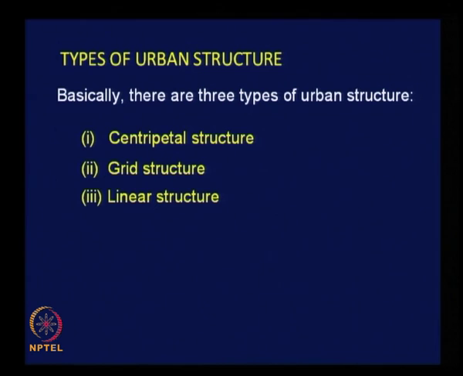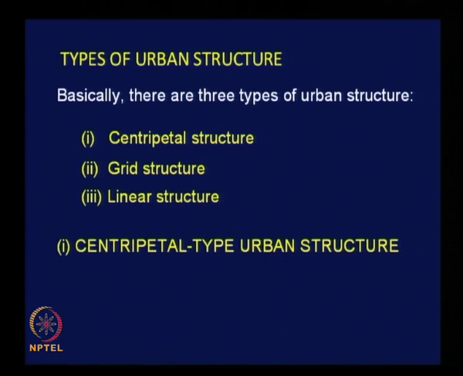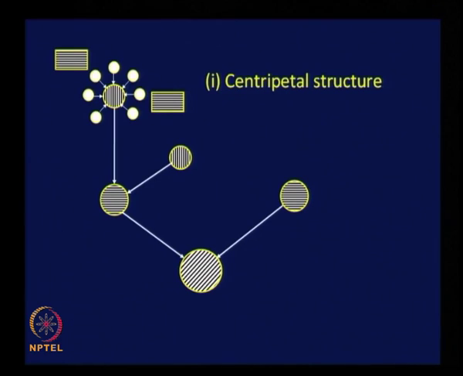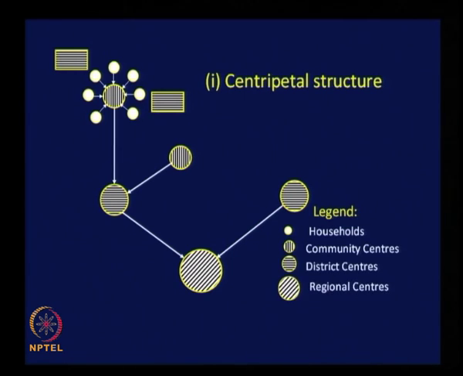We will first discuss the centripetal type of urban structure. Of course, we can study the structural features with the aid of a sketch. This is the centripetal type of urban structure, and the legend shows you the details of various activity centers including the households. You can see households are shown as a cluster around a community center. This is just to illustrate the concept that households immediately focus on the community center for their day to day activity needs, right. That is how this has to be understood.